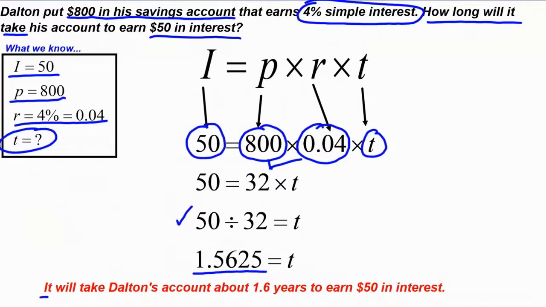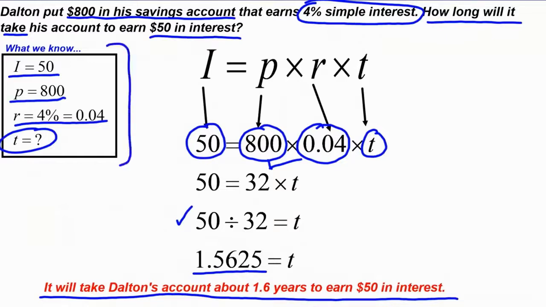So it will take Dalton's account about 1.6 years to earn $50 in interest. I just rounded that to the nearest tenth. So a little over a year and a half for Dalton to earn $50 in interest. So that's simple interest. Again, you can see it's all using the formula I equals P times R times T. Know what each of those parts of the formula represent. And then when you read an interest problem, make sure that you write down what you know. That's going to make solving that problem a lot easier.